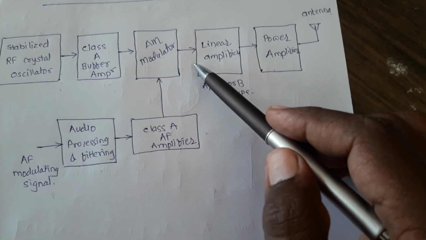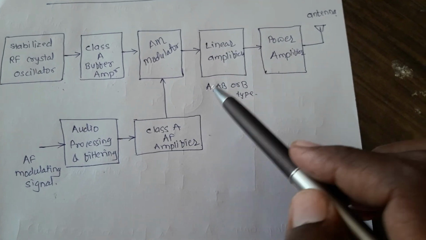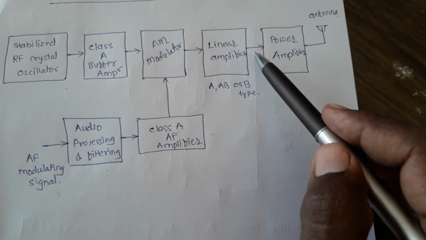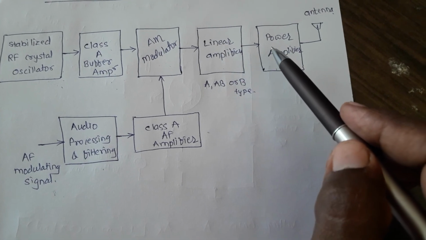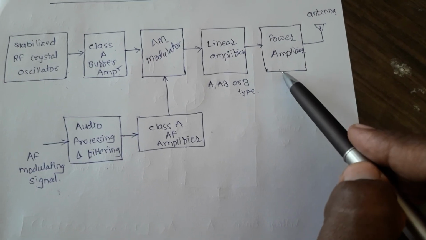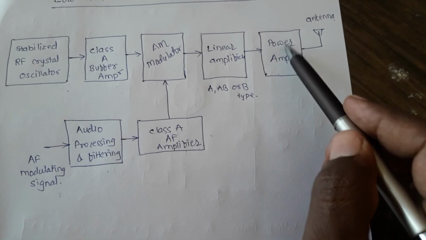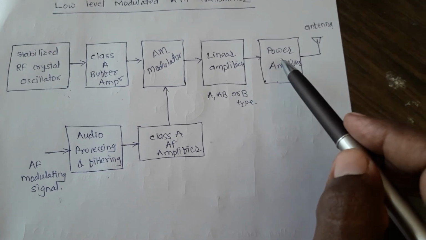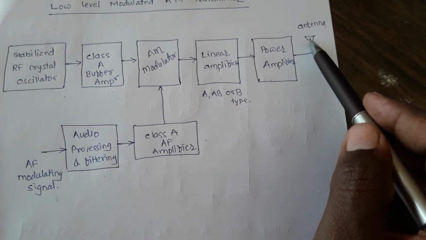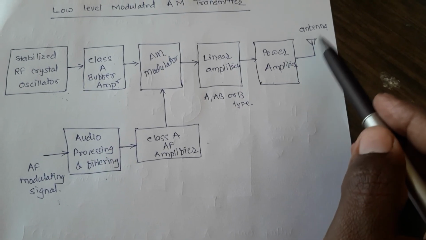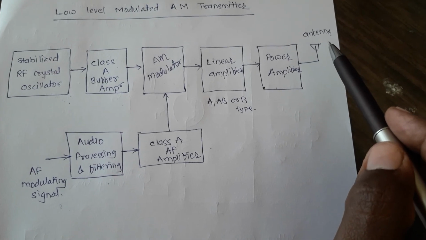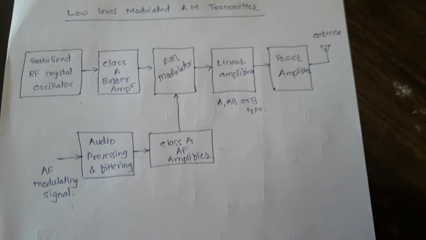This amplitude modulated waveform is given to the linear amplifier, which is of type A, AB or B. It increases the voltage level of the amplitude modulated signal so as to be sustainable by your power amplifier. Then it is given to the power amplifier, which does the necessary power amplification of the amplitude modulated signal, and then it is given to the antenna. The antenna radiates that electromagnetic energy into free space so that it will be reachable to the receiver side.